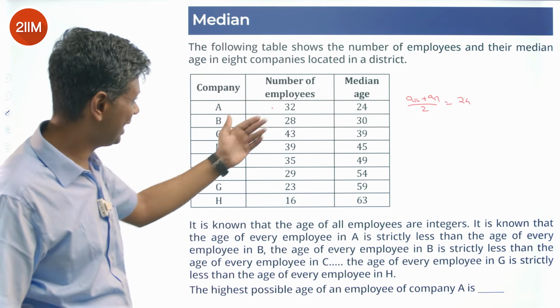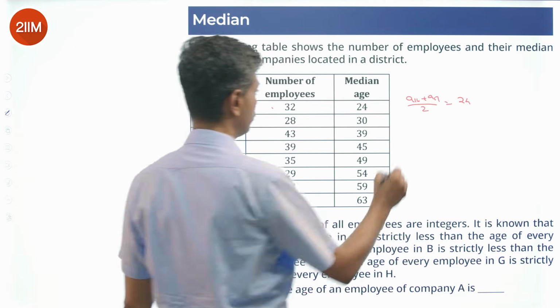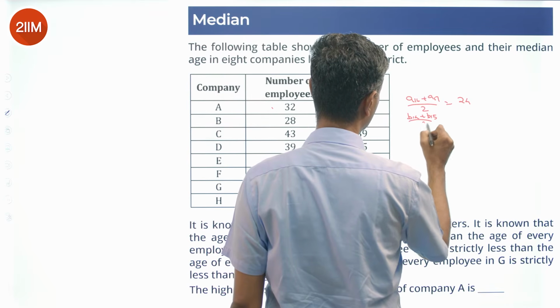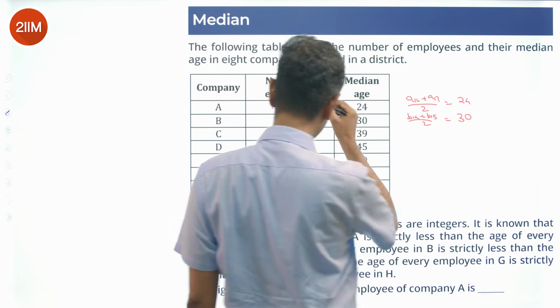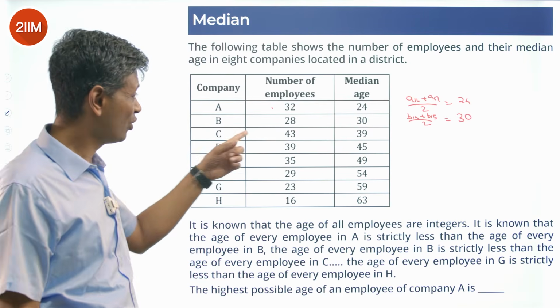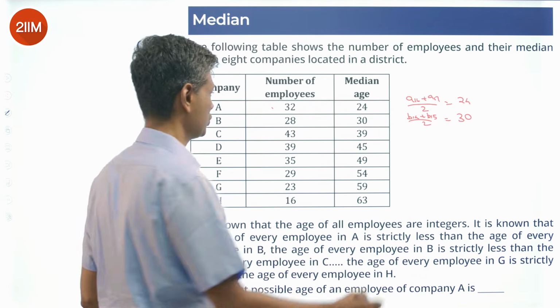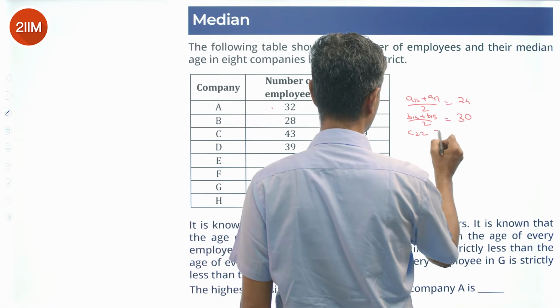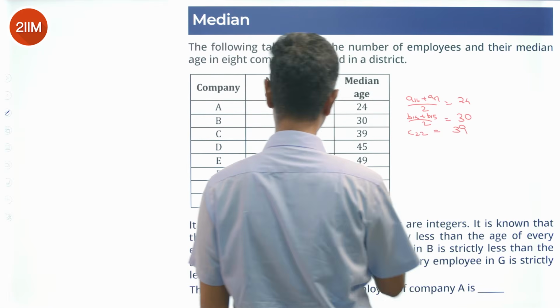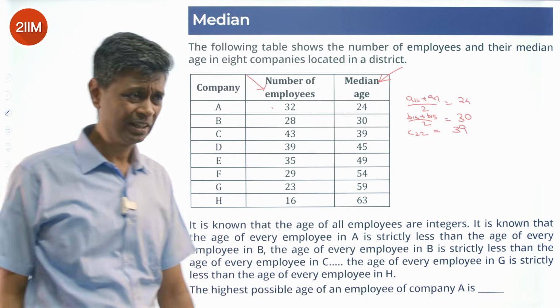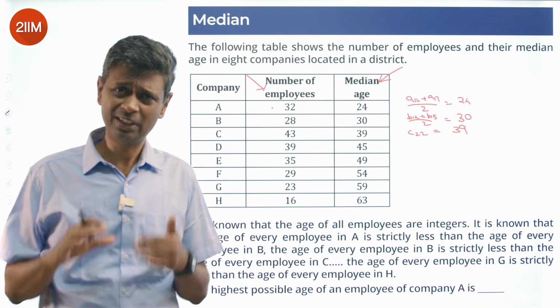Here B has 28 employees. B14 plus B15 by 2 is equal to 30. And so on. I'm not going to write all of this. C, 43, odd number. 44 by 2 is 22. C22 is 39. Number of employees, median age. I'm not going to write all of this down. I don't need to. I'll figure it out.